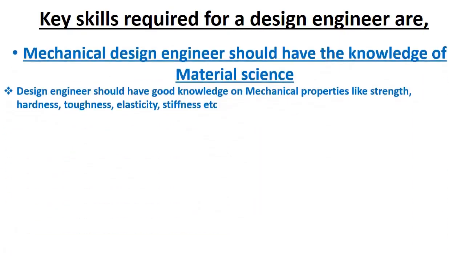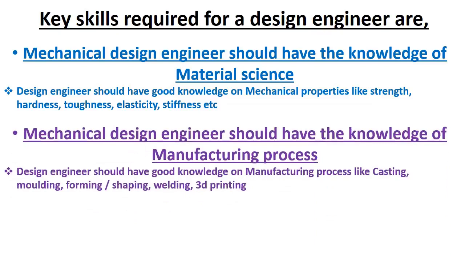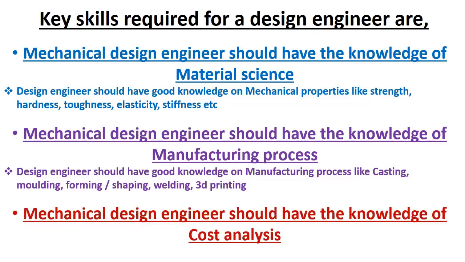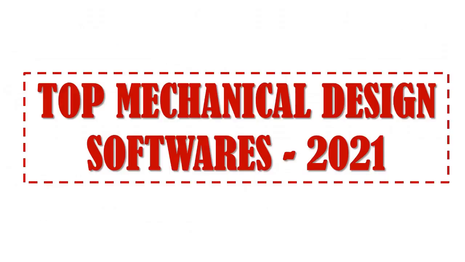A mechanical design engineer should have knowledge of material science. A design engineer should have good knowledge of mechanical properties like strength, hardness, toughness, elasticity, stiffness, etc. A mechanical design engineer should have knowledge of manufacturing processes like casting, molding, forming, shaping, welding and 3D printing, etc. A mechanical design engineer should also have knowledge of cost analysis. Now let us see the top mechanical softwares of 2021.